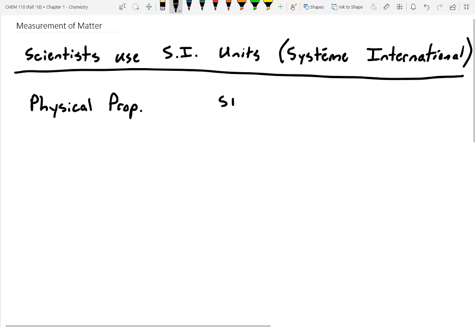We'll have the SI unit over here that they use to measure it, and then we'll do the SI symbol over here.